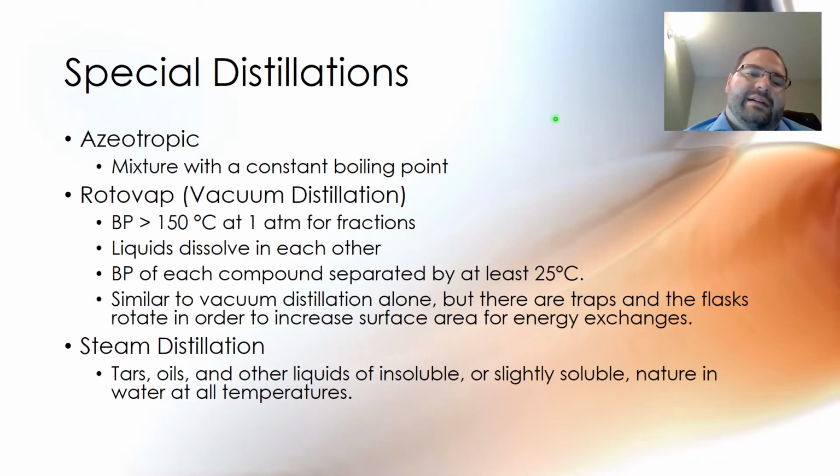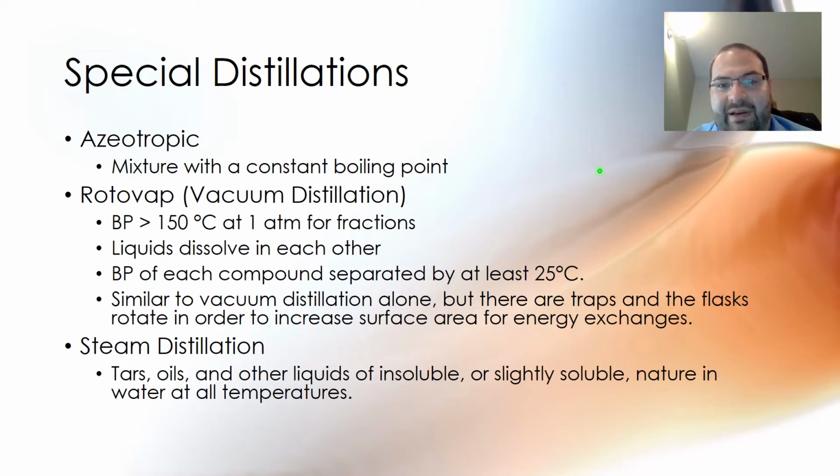Azeotropic compounds are essentially compounds that, when they're in a mixture together, both take on a constant boiling point as a mixture. And the best example of that that you'll find in any book is the classic one, which is ethanol and water.